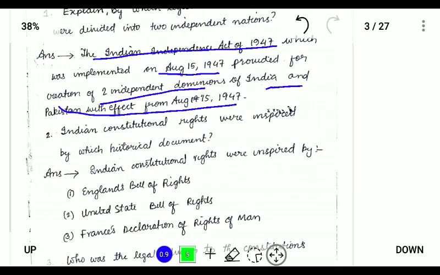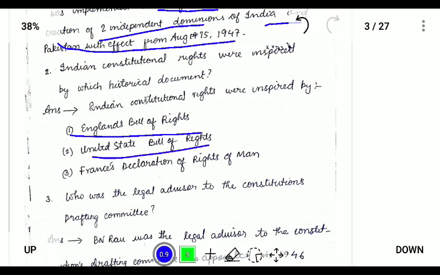Indian constitutional rights were inspired from which historical documents? So Indian constitutional rights were inspired by the England Bill of Rights, from where the constitution derives some of its nature, the United States Bill of Rights, and the France Declaration of Rights of Man. So these are the three documents from which Indian constitutional rights were inspired: the England's Bill of Rights, the United States Bill of Rights, and the France Declaration of Rights of Man.